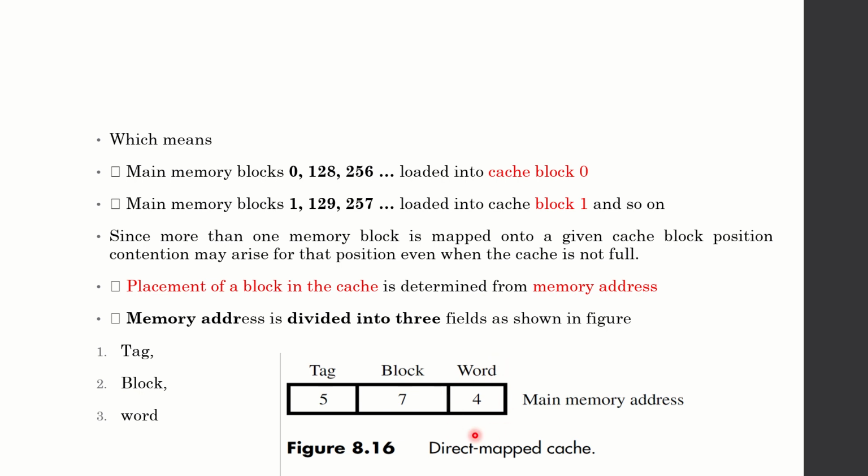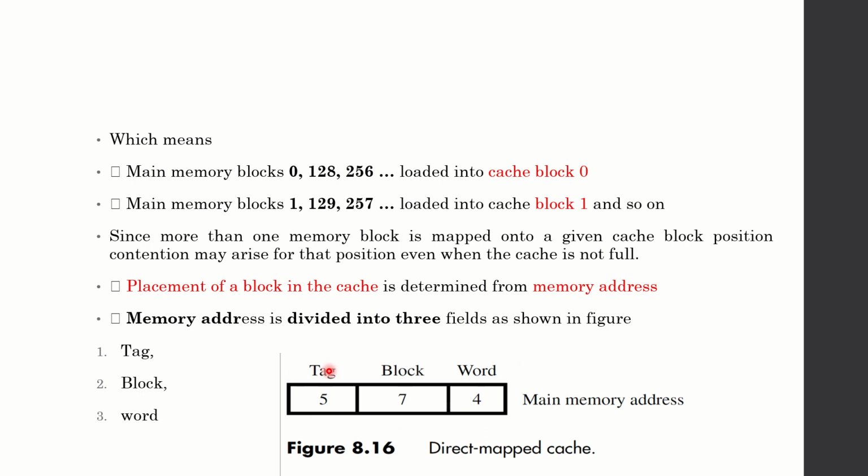If you want to decide how many bits are used by the word field, in our example, 16 words are there in one block. The value 16 is equal to 2 to the power 4. So 4 bits are required in order to specify the corresponding word. 4 bits are used for that field. Then the next one is called the block field. Block field means which cache memory block contains our required data or required word. That is meant by the block field.